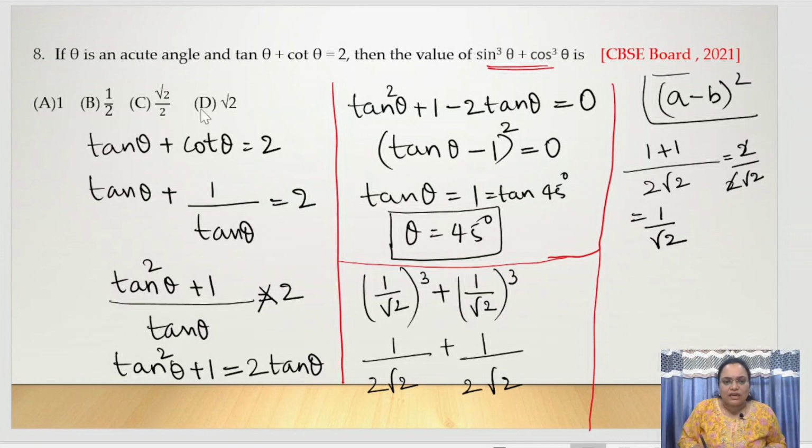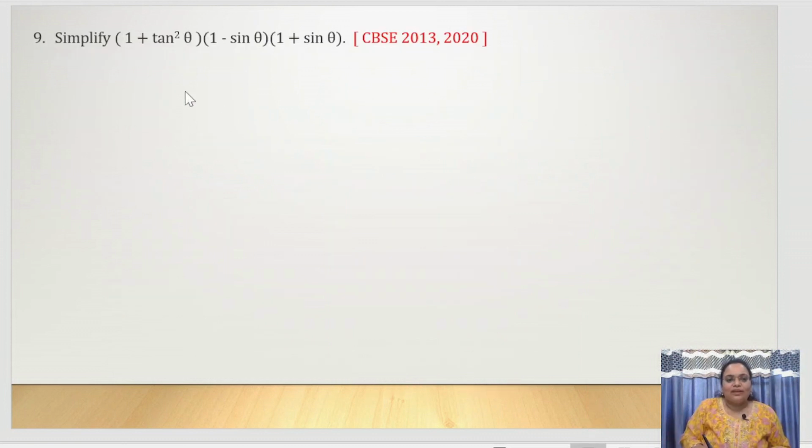So if you see here in the options, do you have 1 by root 2? No, we do not have 1 by root 2. So let us rationalize, root 2 by root 2. So if you rationalize, this will be root 2 by 2. So root 2 by 2 is the answer. So let us solve the next question.